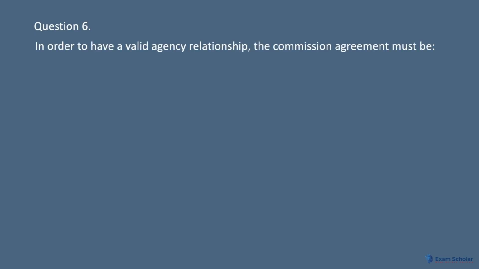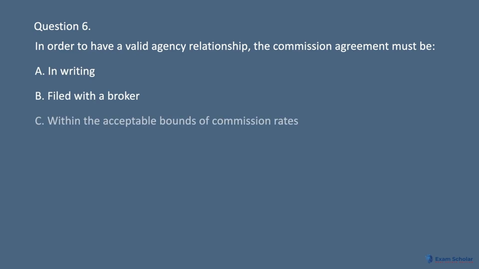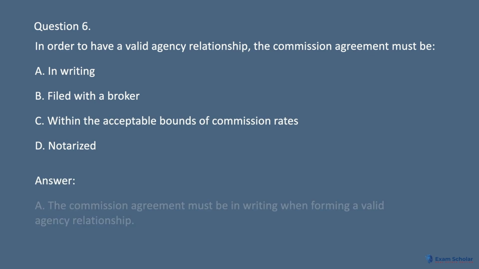Question 6. In order to have a valid agency relationship, the commission agreement must be A. In writing. B. Filed with a broker. C. Within the acceptable bounds of commission rates. D. Notarized. Answer: A. The commission agreement must be in writing when forming a valid agency relationship.